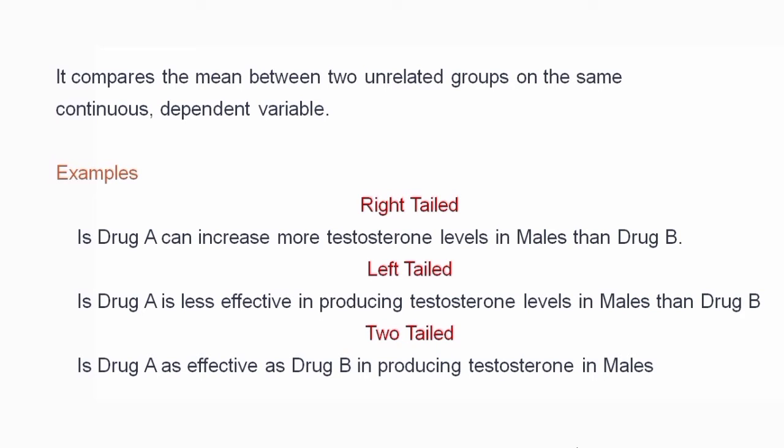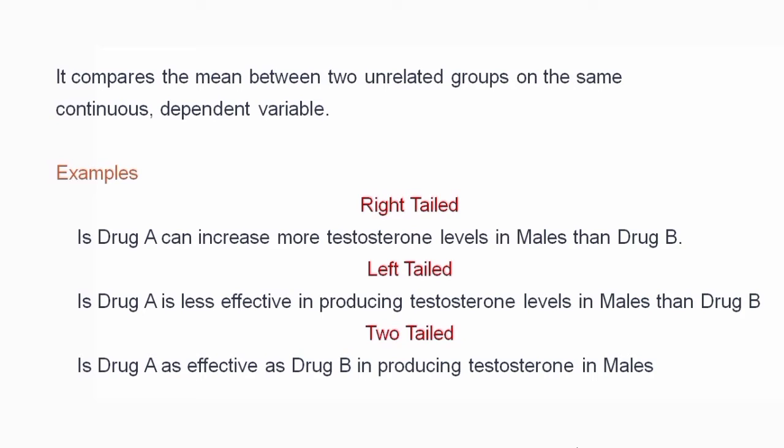It compares the mean between two unrelated groups on the same continuous dependent variable. So you will have a dependent variable and an independent variable, or the exposure variable. The dependent variable should be in continuous form. Always remember that. If it is in continuous form and you have two groups, and the two groups are measuring the same continuous dependent variable, then we go for independent sample t-test, or IST.